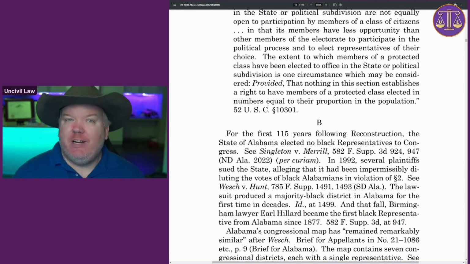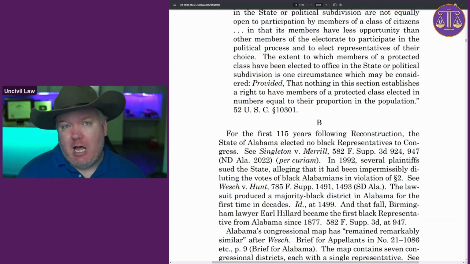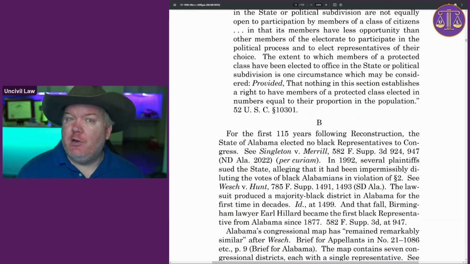Just by way of brief background to re-edify the people who are joining us, we're doing a deep dive today into a recent Supreme Court decision. We're doing the case of Alabama versus Milligan. This is a case dealing with redistricting in the United States on racial lines, decided at least in part under the Voting Rights Act.